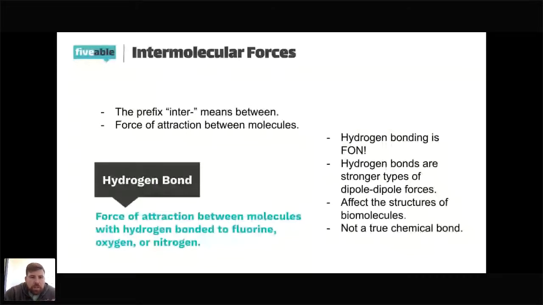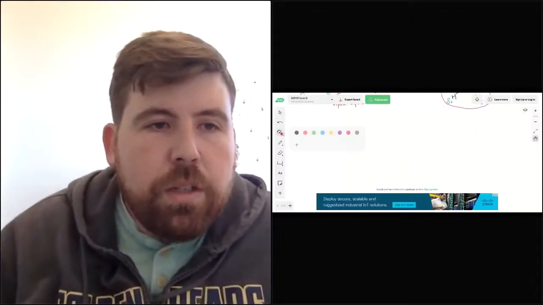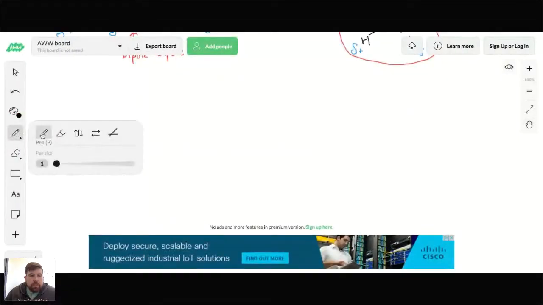So let's go ahead and look at hydrogen fluoride and methanol. Now, I do want to point out that in both of these molecules, hydrogen bonding is the strongest intermolecular force. Hydrogen in both of these molecules is specifically bonded to an F, O, or N. So what we're going to do here is look at hydrogen fluoride, which has a Lewis structure that looks just like hydrogen chloride. The only difference is instead of chlorine, you have fluorine here.